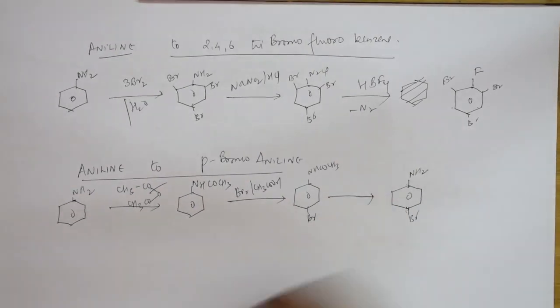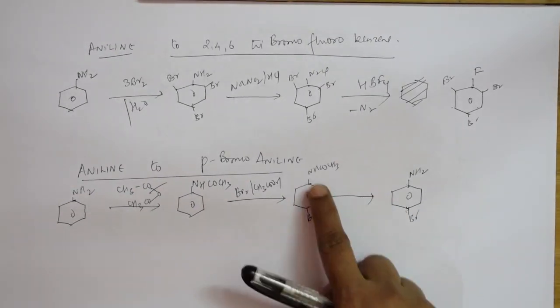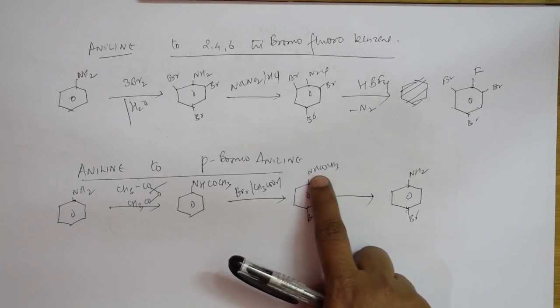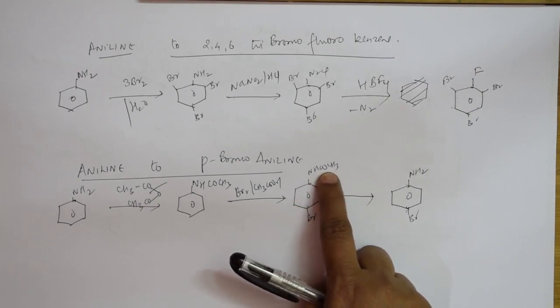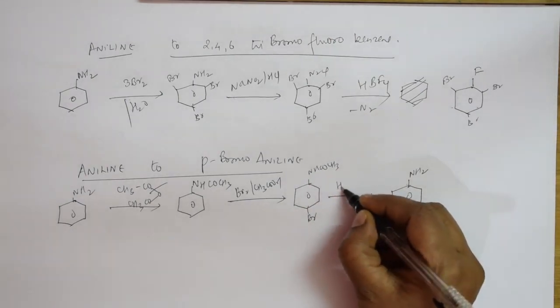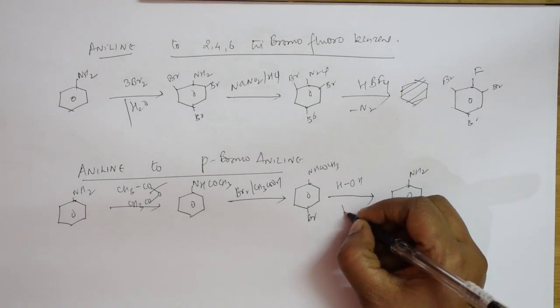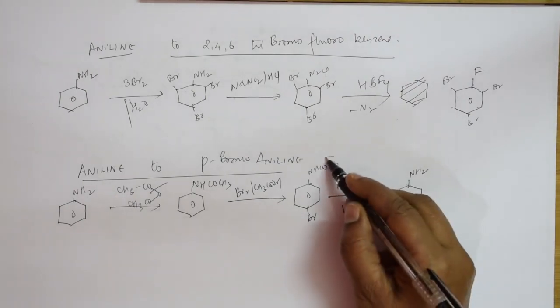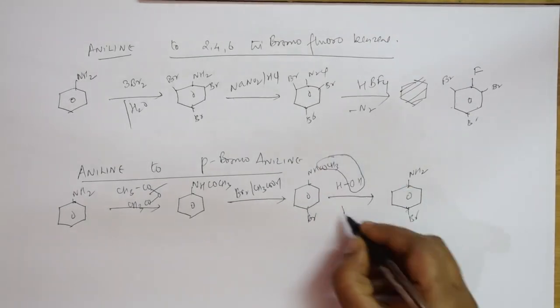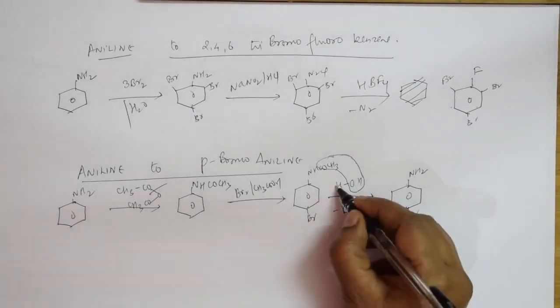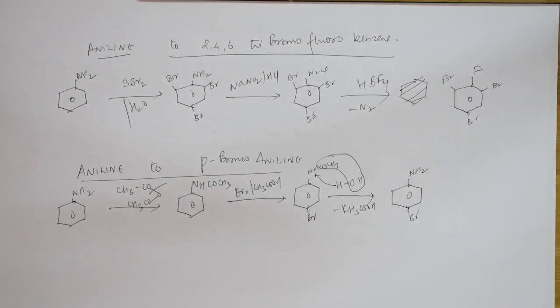Further, I need to finish this off. I need to prepare the amine from this. How can I do that? I have to remove this group, isn't it? If I introduce HOH, CH3COOH is out, and this H will go and attack this. So I get para-bromoaniline. Done.